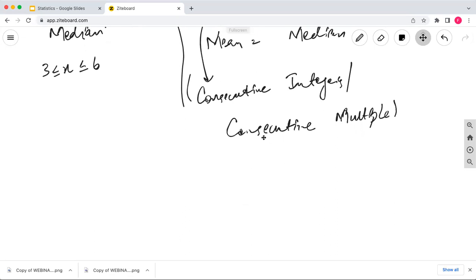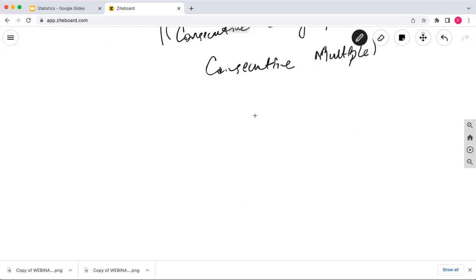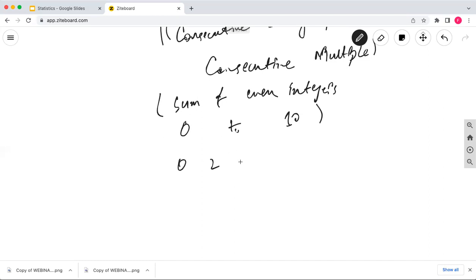For example, if I ask you, what is the sum of all of the even integers from 0 to 10? So how can you find this? First of all, these are 0, 2, 4, 6, 8, and 10, right? There is a gap of 2 in each.